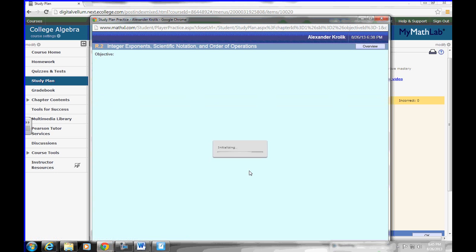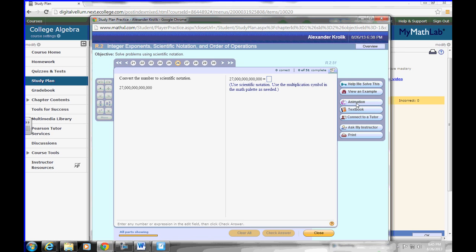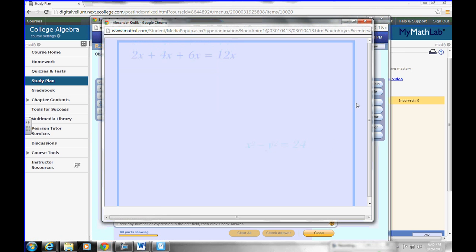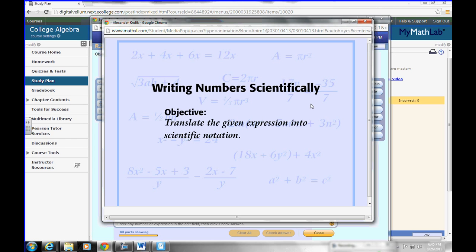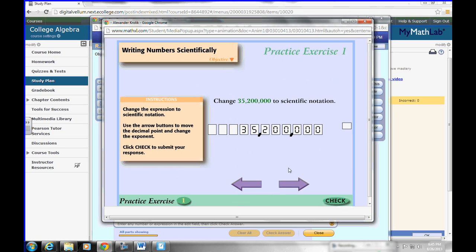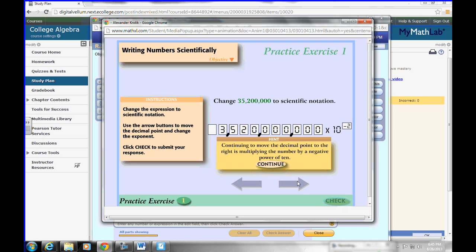If I click on that problem, in addition to all the learning tools, it has a little animation. I don't know what's going on. I think it's loading something. It just throws random problems. Okay. Change the expression to scientific notation. Yeah, blah, blah, blah. Okay?